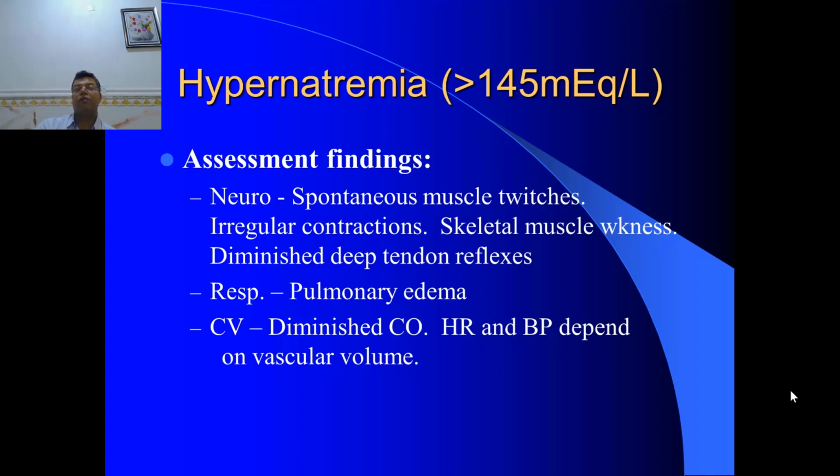Manifestation of the patient: neurologically, spontaneous muscle twitches, irregular contractions, skeletal muscle weakness, diminished deep tendon reflexes. Respiratory, pulmonary edema. Diminished cardiac output; heart rate and blood pressure depend on vascular volume.